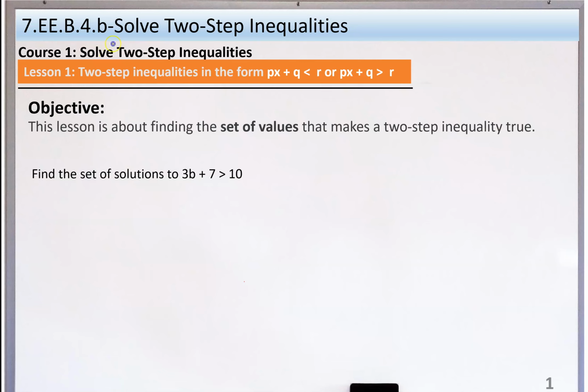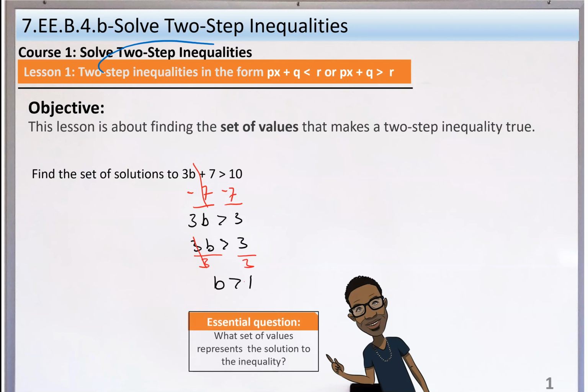Course 1, solving two-step inequalities. And it's very similar to our one-step inequalities, except we have two steps. So we're going to subtract 7 from both sides in this case. And then we have to apply the inverse operation to remove our coefficient. Let's get started.